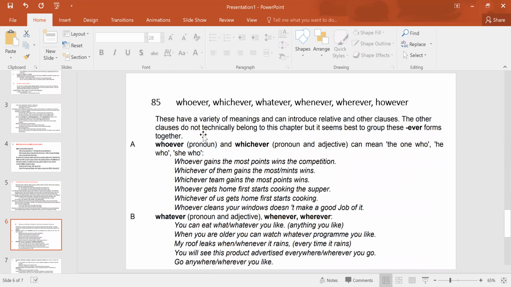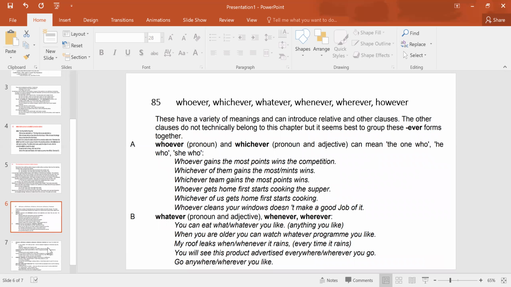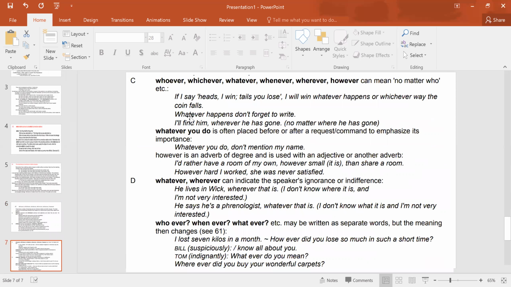Here we also have some more examples of whoever, whichever, whatever, etc. Whoever as a pronoun and whichever as a pronoun and adjective can mean the one who, he who, she who. For example, whoever gains the most points wins the competition. You can have a look at these examples, they are very interesting. And in the next slide, we have some more examples regarding whoever, whichever, whatever, etc.